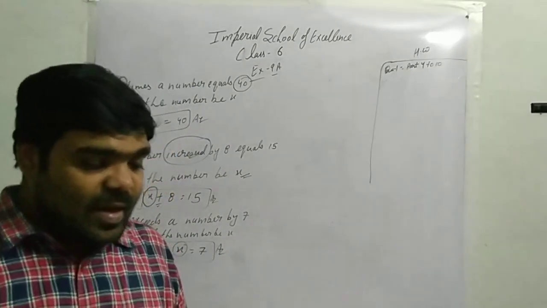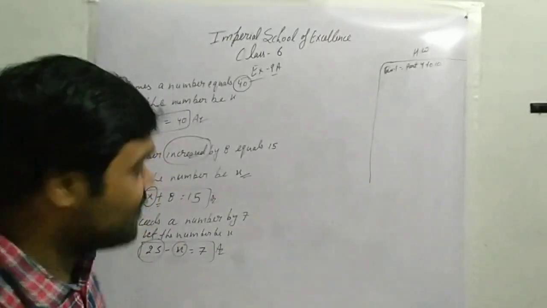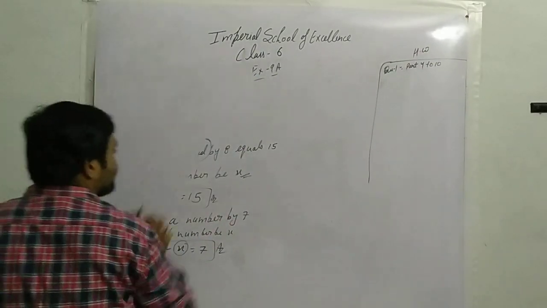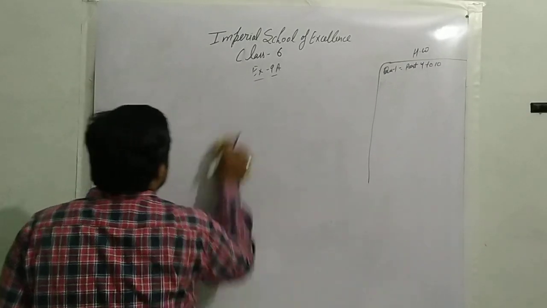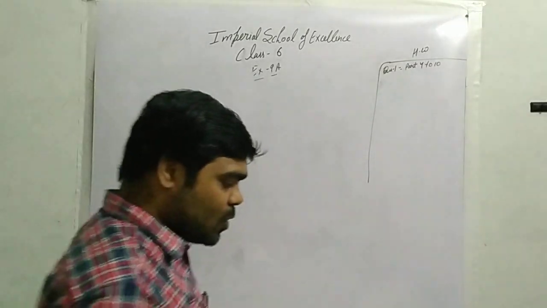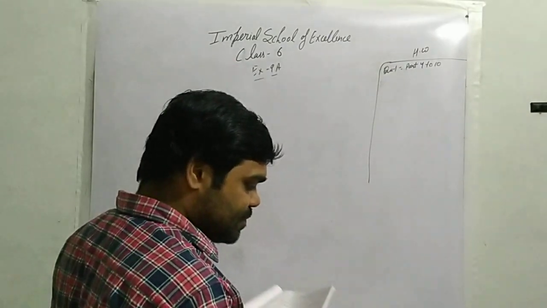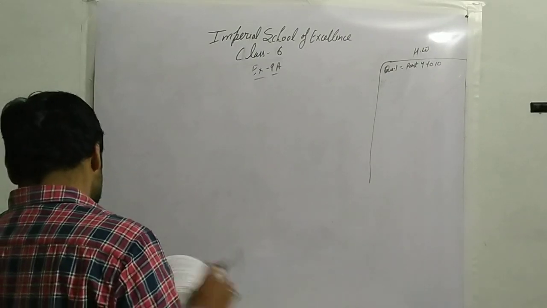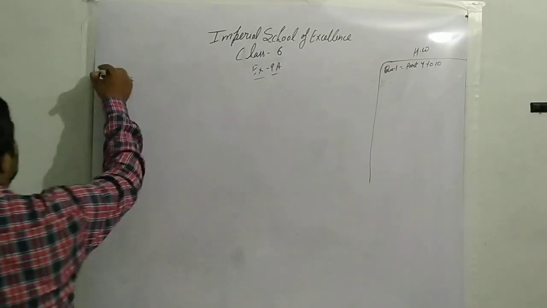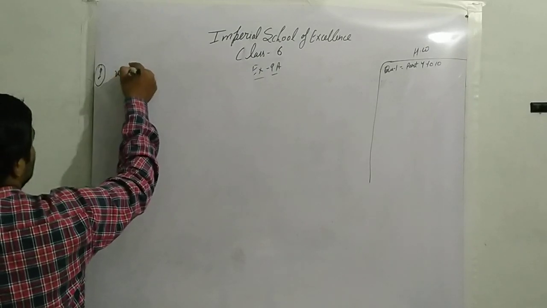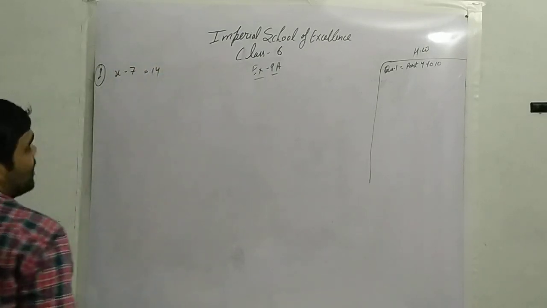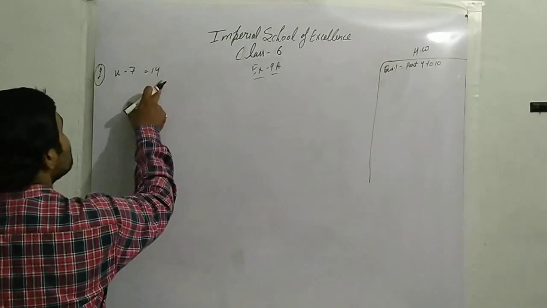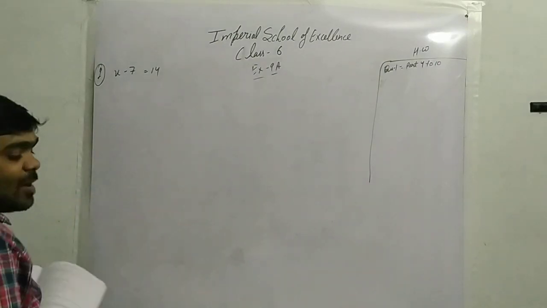The second question is: write a statement for each of the given equations. The equation is given to you and you have to write the statement. The question given is x minus 7 equals 14. So x minus 7 equals 14.